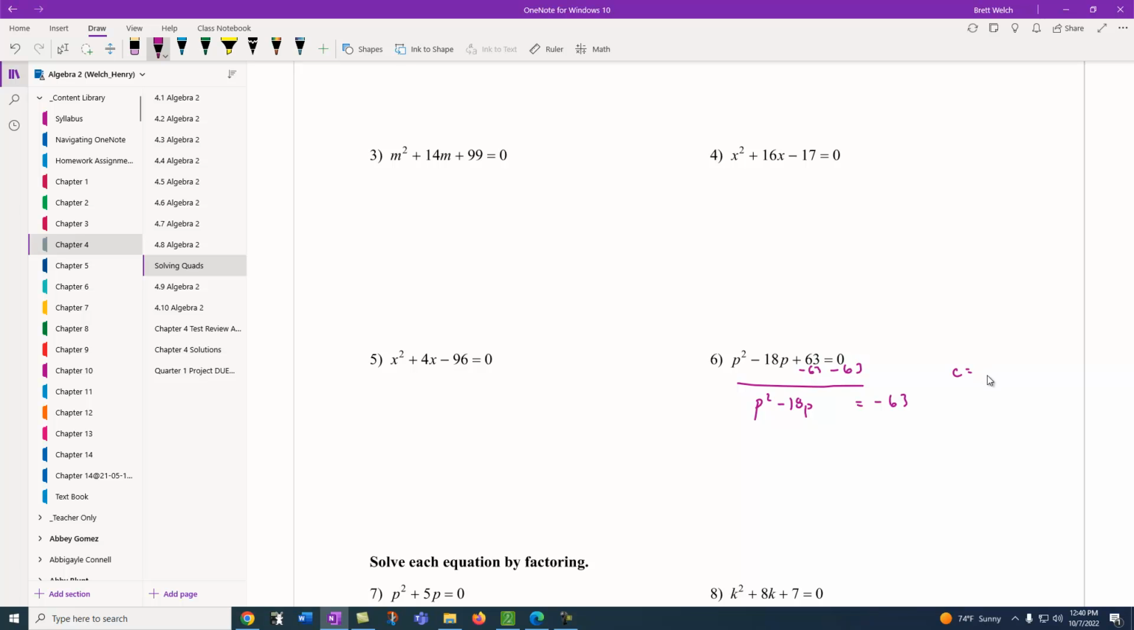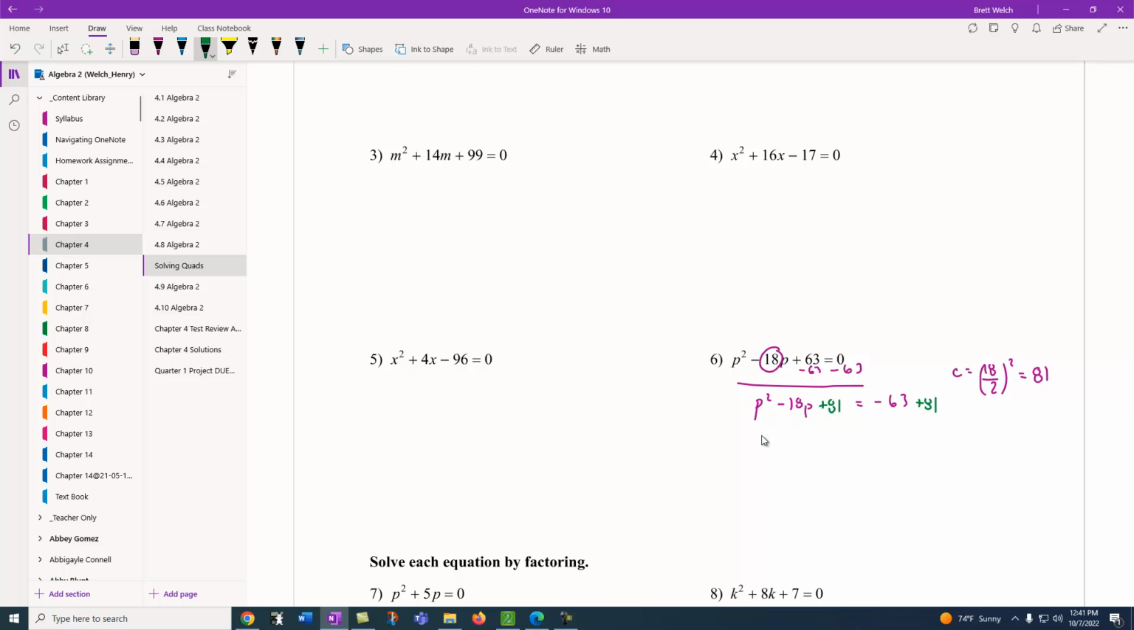The way we find the c value is by taking the normal term, not the squared term, but that 18, we call it the b value. We're going to divide it by 2, and then we square it. Well, 18 divided by 2 is 9, and 9 squared is 81. I now need to add that number to both sides of the equal sign. So I'm going to add 81 to both sides.